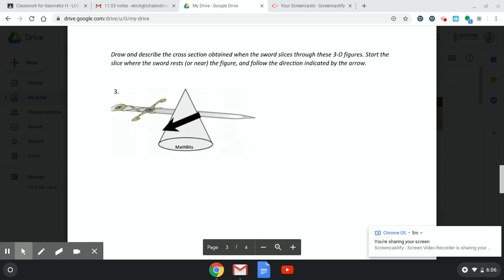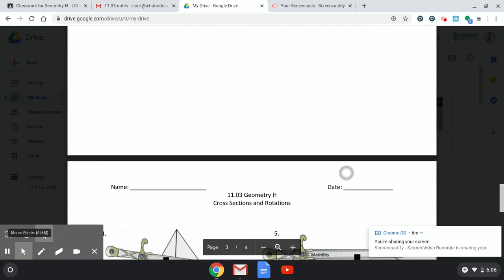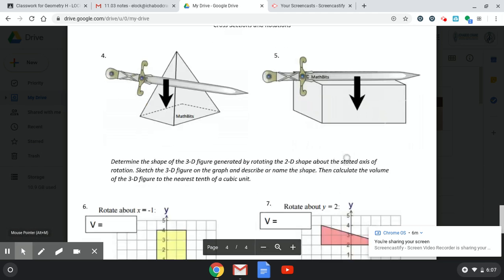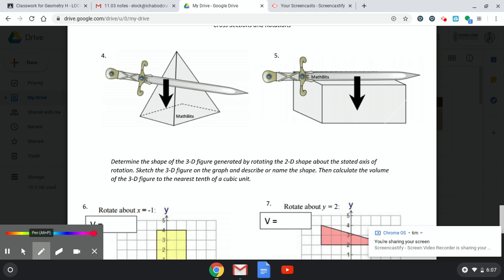Draw and describe a cross-section obtained when the sword slices the 3D figure. Start where the sword rests, near or far, and follow the direction of the arrow. So if that arrow slices through the cone, it will create an oval shape. And that looks more almond than oval. Sorry about that this morning. Looking at number 4, this is going to create you a trapezoid.